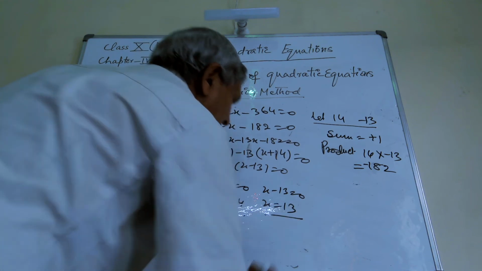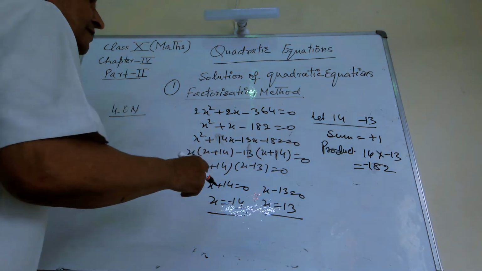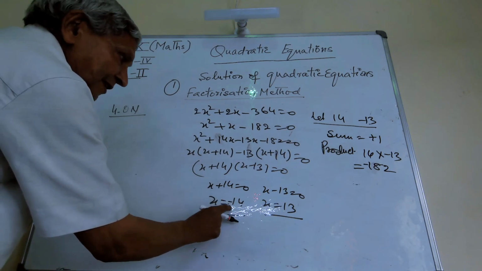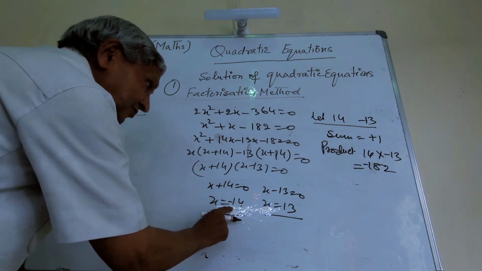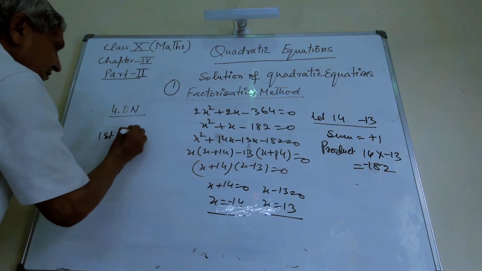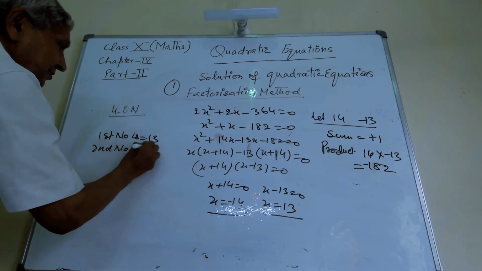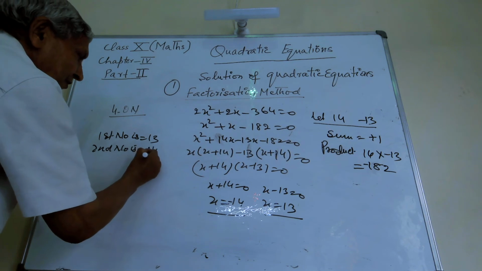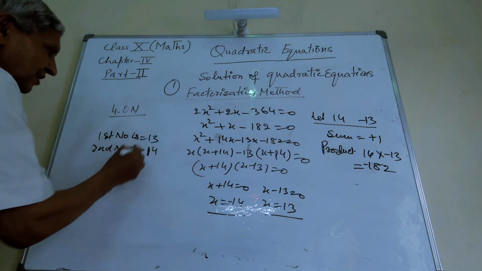These are the two values, but the statement mentions that these are positive numbers. So this is a negative number. We do not consider this number because we have to take positive numbers. First number is 13. Second number is 14. Leave minus 14 because we have to take positive numbers 13 and 14. This is the answer. Check.